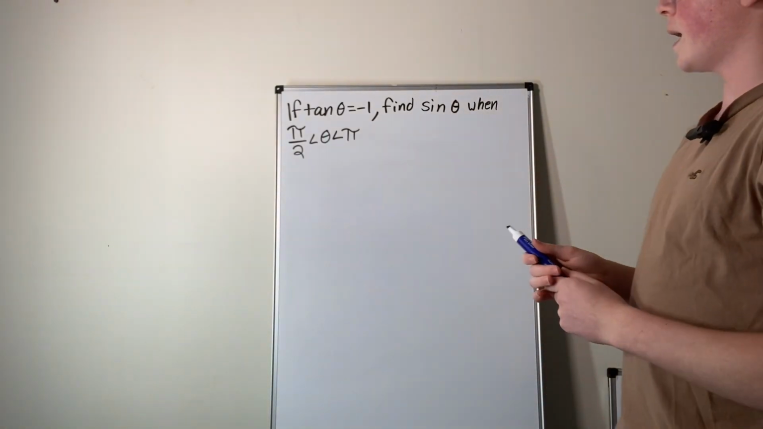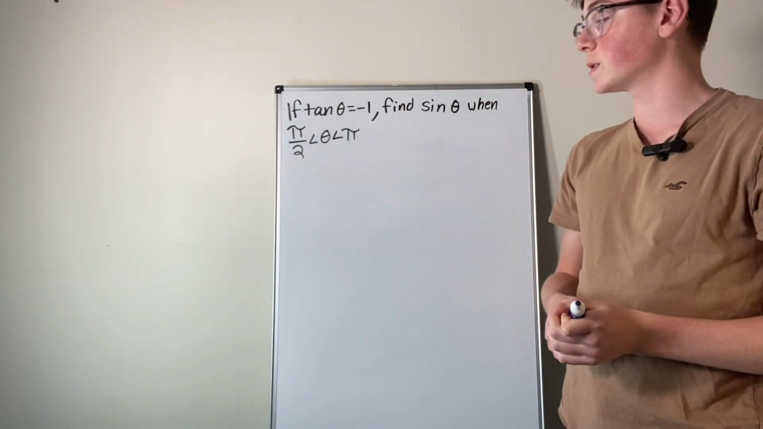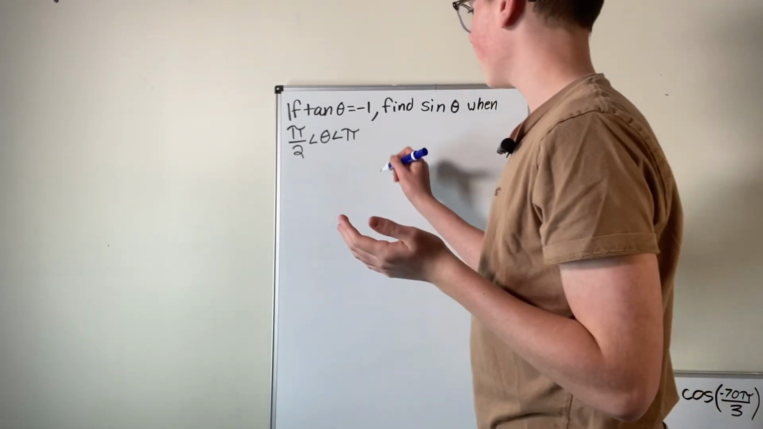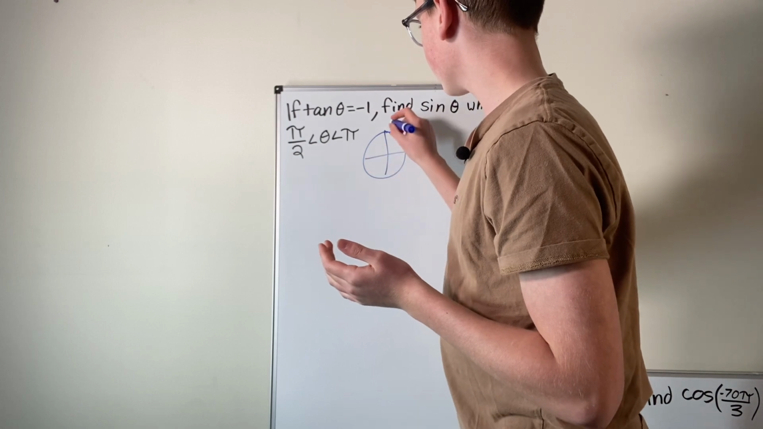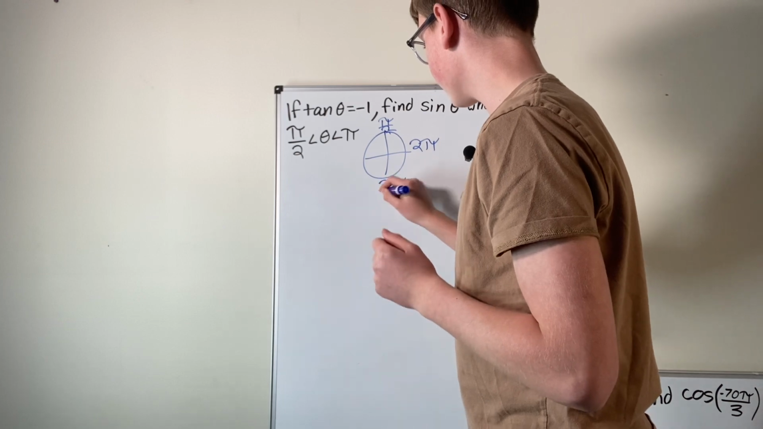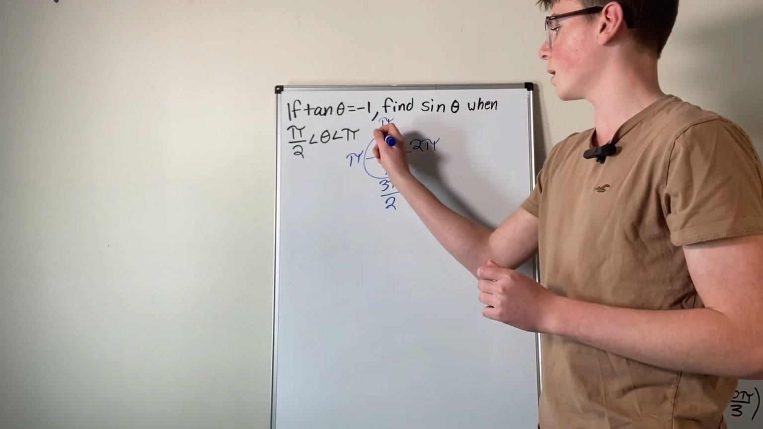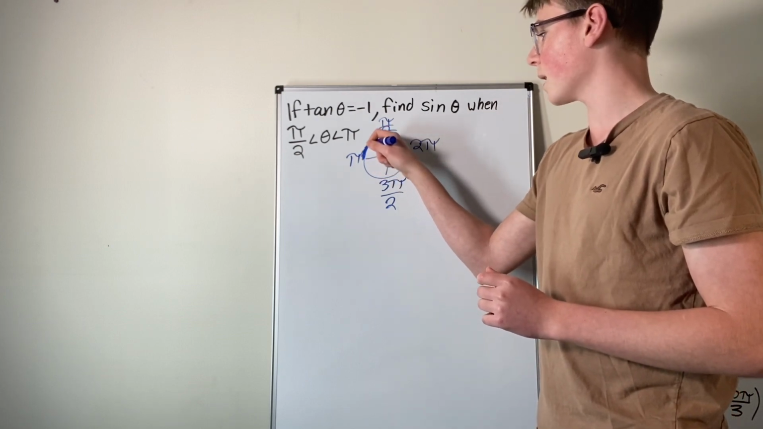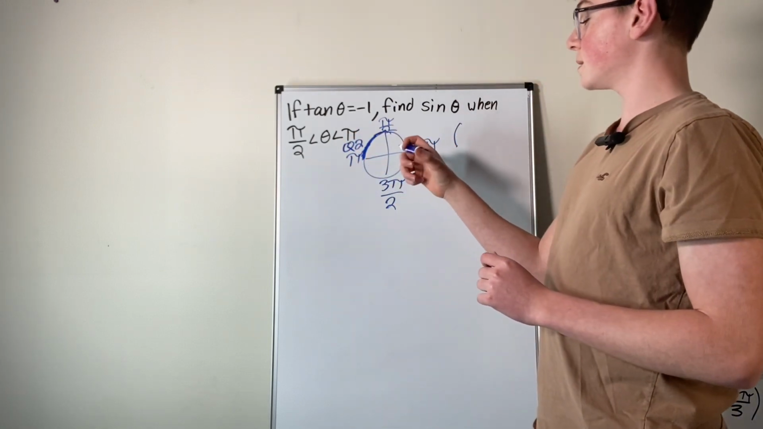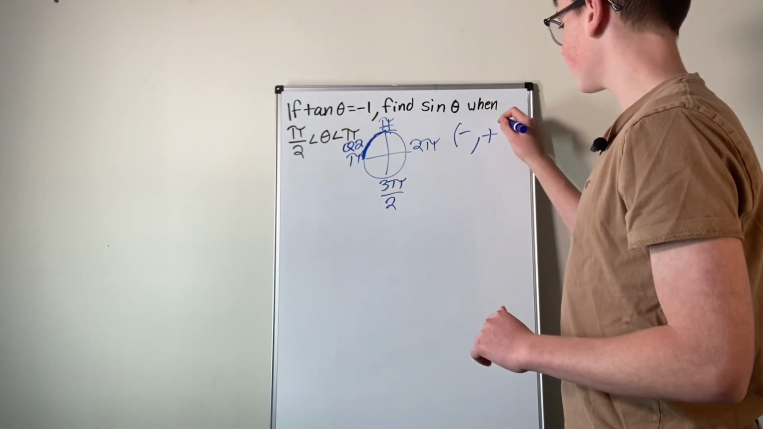Okay. Now, if tangent theta equals -1, find sine theta when pi over 2 is less than theta is less than pi. So let's just find the quadrant again. Here's pi over 2, here's 2 pi, here's 3 pi over 2, and here's pi. So pi over 2 is less than theta is less than pi. Well, pi over 2 to pi. This is quadrant 2. In quadrant 2, the cosine's negative and sine is positive.